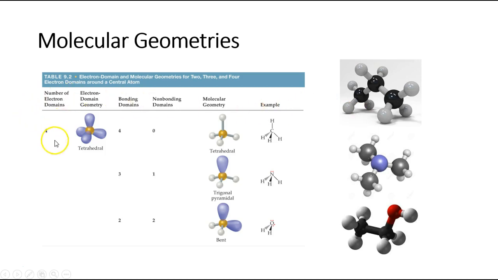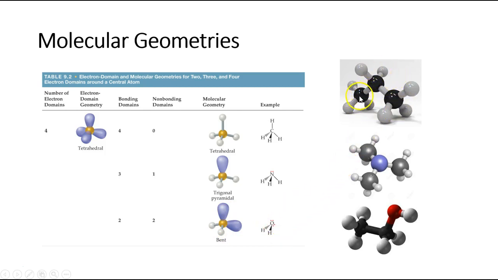So this is another depiction of the same thing. If I've got a tetrahedral electron geometry with no non-bonding domains, I've got a tetrahedral molecule like methane. If I've got a tetrahedral electron geometry with one non-bonding domain, then I've got a trigonal pyramidal geometry like ammonia. And if I have a tetrahedral domain with two bonding and two non-bonding domains, then I've got a bent molecule like water.